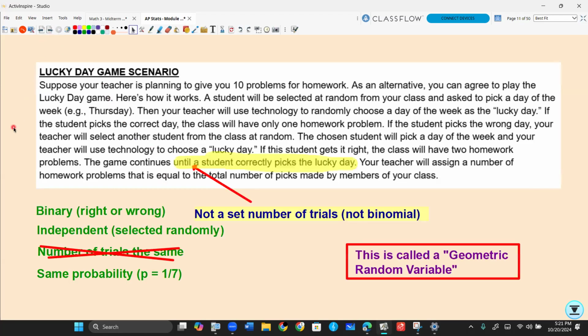Well, the problem here is that this is not a set number of trials. So we're not guaranteed how many homework problems we're going to end up with. So this is not a binomial. We do have the right or wrong, so it's binary. It's independent since things were randomly selected. And our probability of getting the correct day is going to be 1 out of 7 because there are 7 days in a week. So this is not a binomial, but because we're going to stop when we get it correctly, we call this a geometric random variable.